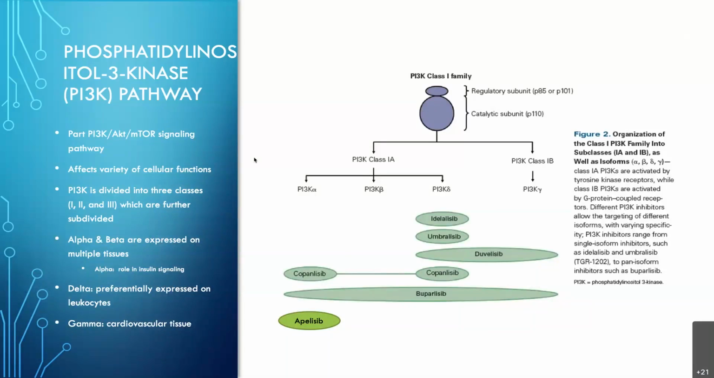Alpha notably has a role in insulin signaling, which will influence our adverse effect profile. And then the delta receptor is preferentially expressed on leukocytes. And so not surprisingly, a lot of our hematologic active agents hit on that receptor.